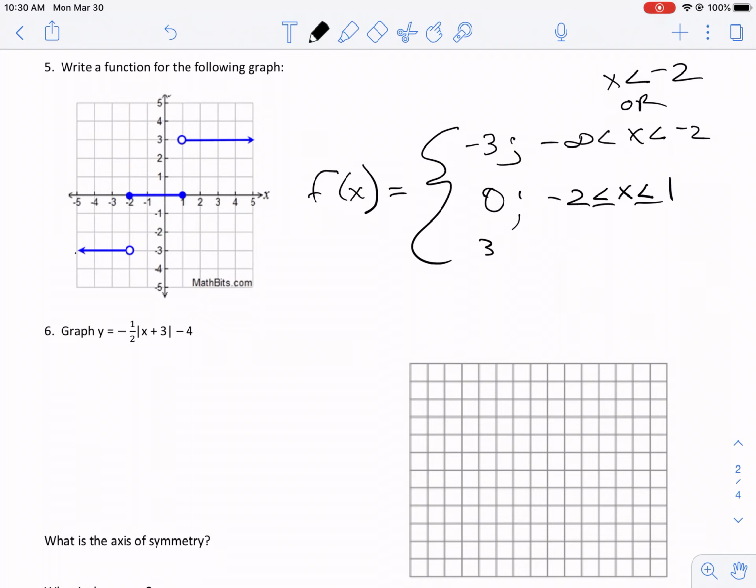The next y value is 3. It starts with an x value of 1 and goes to infinity. Since 1 is an open circle, there's no equal sign, and you never put an equal with infinity. But if you like, because it has an arrow, you could just write it as x is greater than 1. Okay, so you can write with infinities or as a single inequality, your choice.